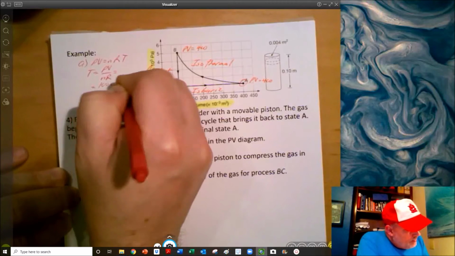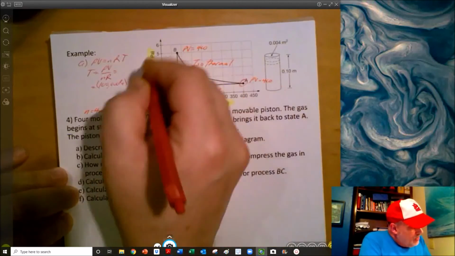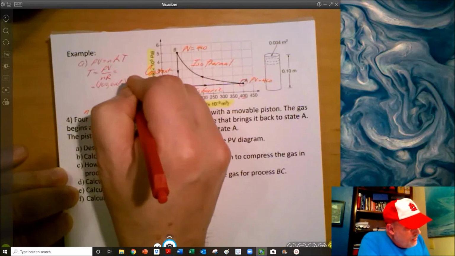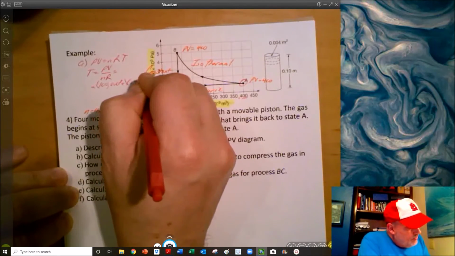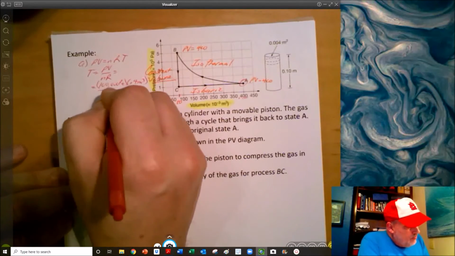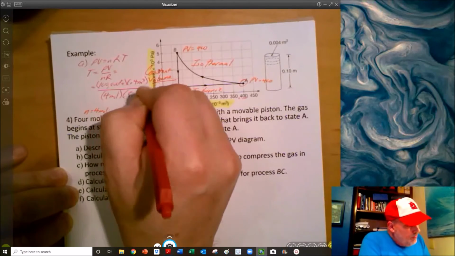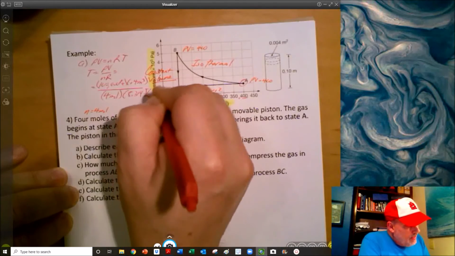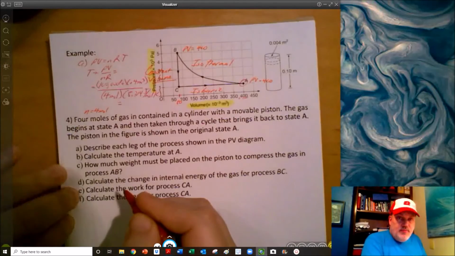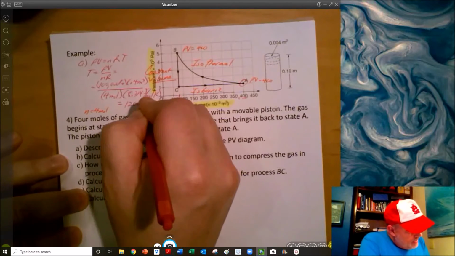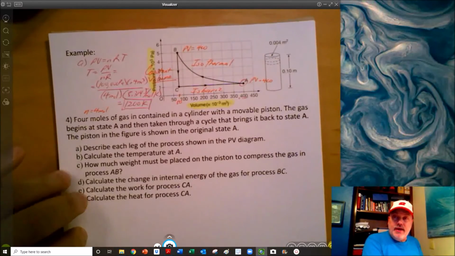So the temperature is going to be, what's our pressure here? 100,000 pascals times a volume of, let's see, negative 3, 1, 2, 3, so that's 0.4 meters cubed, divided by N, which is 4 moles, and 8.314 joules per mole Kelvin. And that, my friends, gives us approximately 1200 Kelvin when we multiply it out.